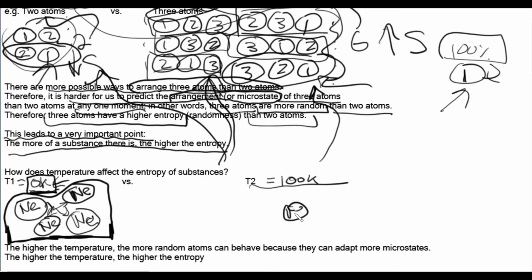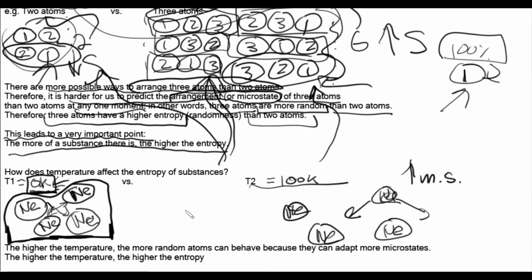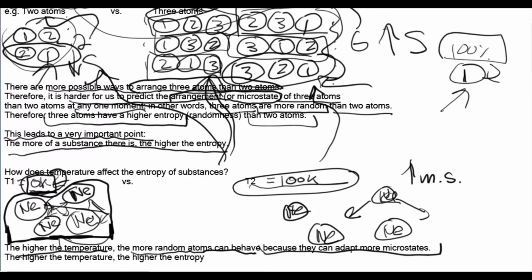Well, the neon molecules will obviously move around more often and thus be able to have more microstates and more possibilities of arranging themselves. Like this could go here, this could go here. While in this picture, these atoms are kind of stuck in place because of such a low temperature. So what I wanted to emphasize was that the higher the temperature, the more random atoms can behave because they can adapt to more microstates at higher temperatures since they have more energy to do so.